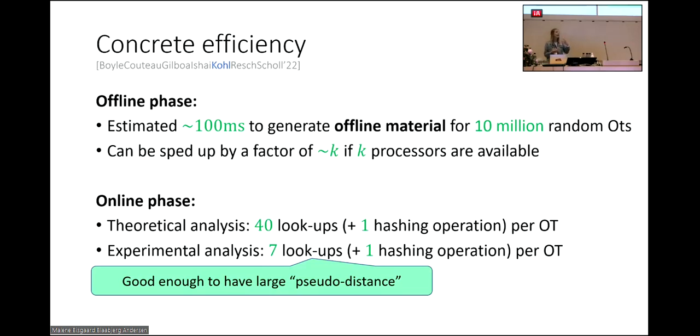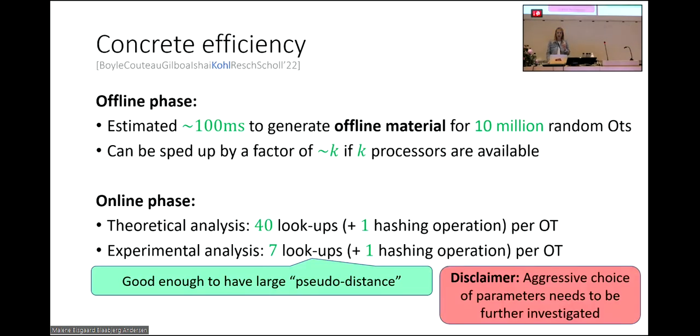The idea behind it is that you don't need to have good minimal distance. It's good enough if the adversary cannot find a low weight vector in the code. So this is like pseudo distance. But this is the disclaimer: of course, there's this trade-off between security and efficiency. This is a new assumption, and especially the aggressive choice, please go ahead and try to break it. What exactly is the right choice of aggressive parameters needs to be further investigated.